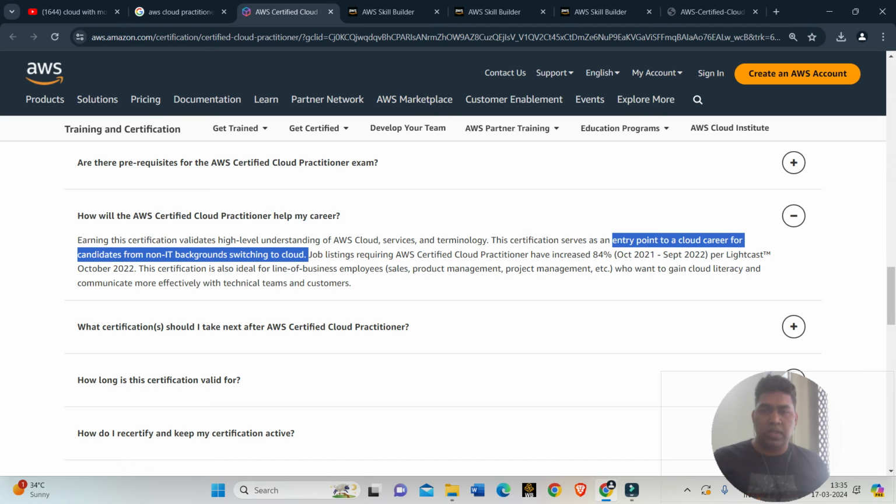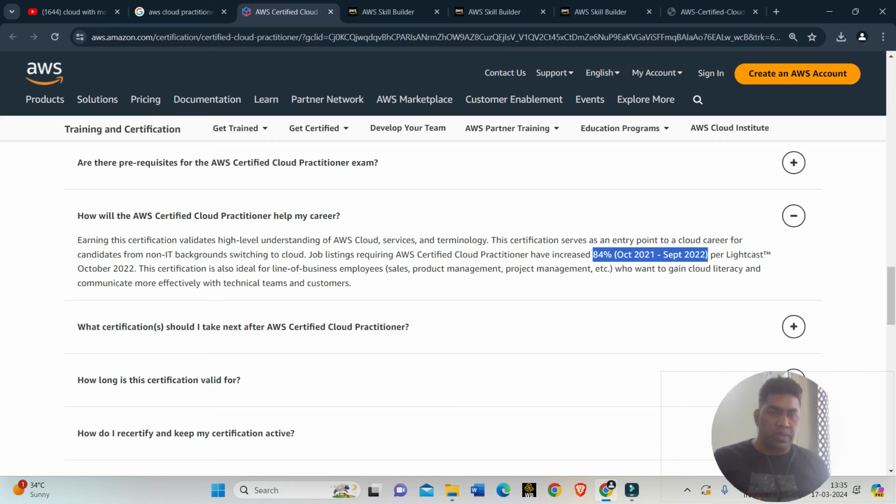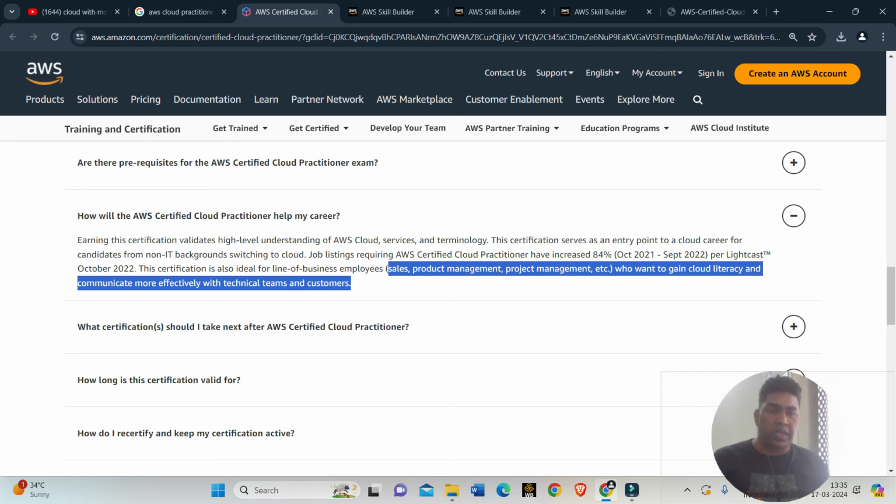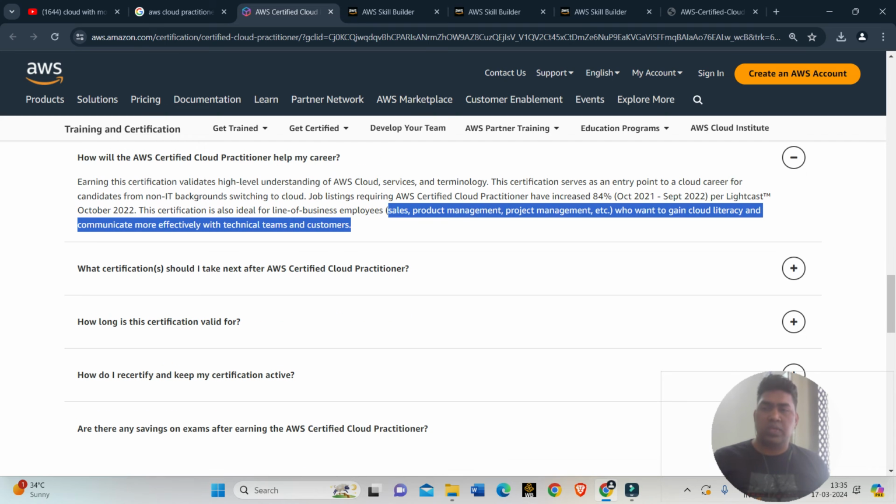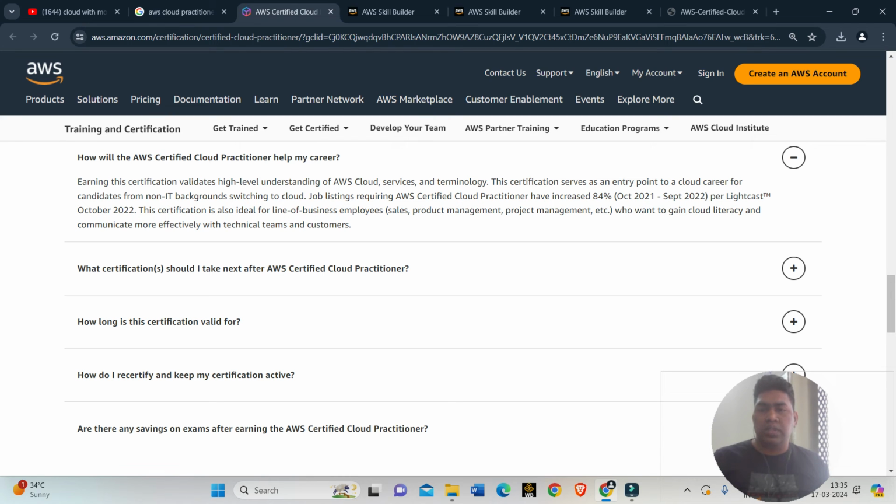Okay, this is an important thing. You can see job listings requiring AWS Certified Cloud Practitioner have increased 84% between October 21 and September 22, as per Lightcast October 22. This certification is also ideal for line of business employees, like someone who connects with technical teams on a day-to-day basis, like sales, product management, project management, etc., who want to gain cloud literacy and communicate more effectively with technical teams and customers. If you are someone in this class, then you can consider this.